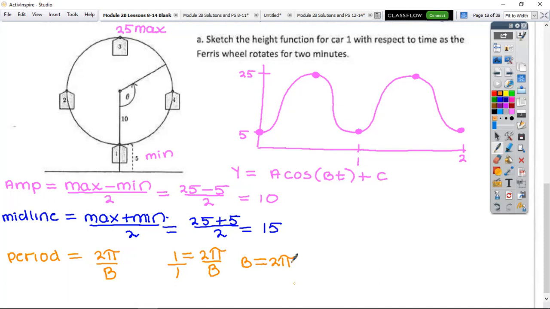Okay. All right, so I'm going to plug everything in. So my answer is y equals. Now, who remembers? What do we have to do because this flips? It starts at the bottom. Negative. Good. So negative in the front. Amplitude is 10 times the cosine of 2 pi times t plus the midline value of 15. Okay. So that answers the questions that are on the back of that page. So you can cross that off if you'd like.